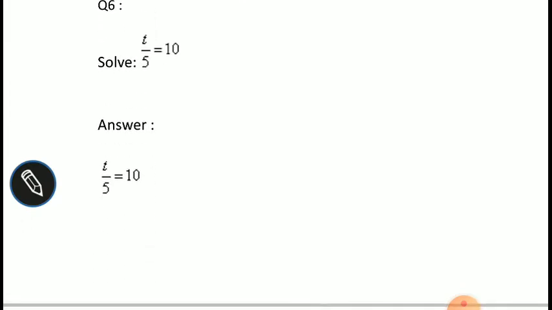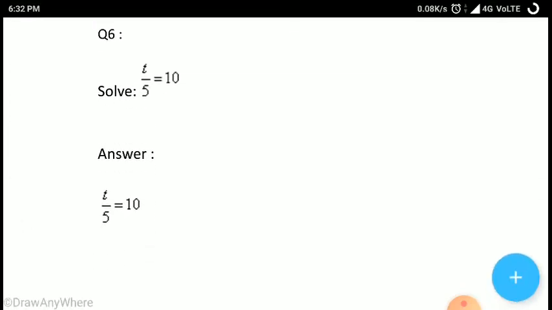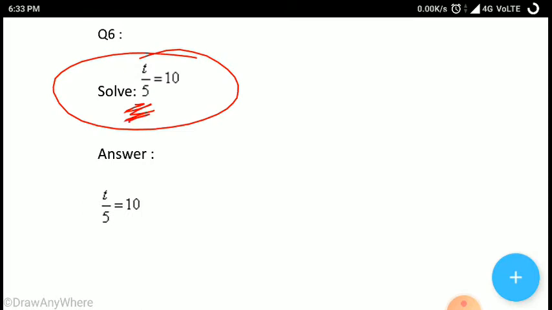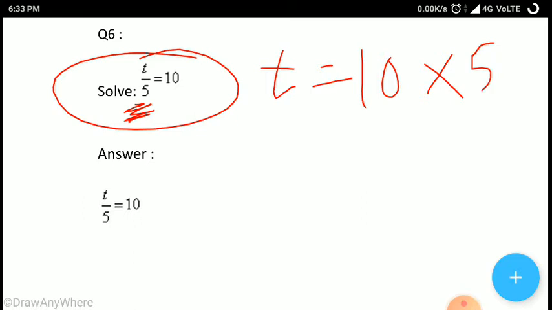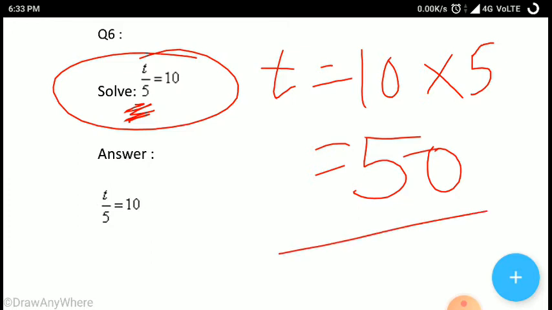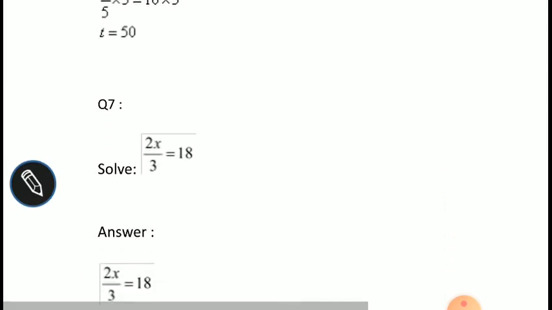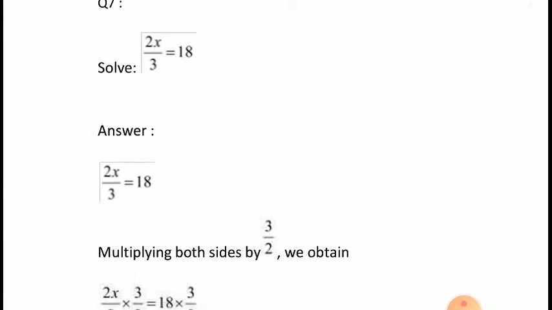Now see question number 6. Solve t upon 5 is equal to 10. Here also the same question is there. Just the difference is what? In question number 5 there is a multiplication relation with the variable, and here a division relation with the variable. So the method is the same. So here the division is there, na? So when you transpose 5 to RHS, you just multiply on RHS. Okay, so in one step we get the answer. So t is equal to what? 50. Understood students?